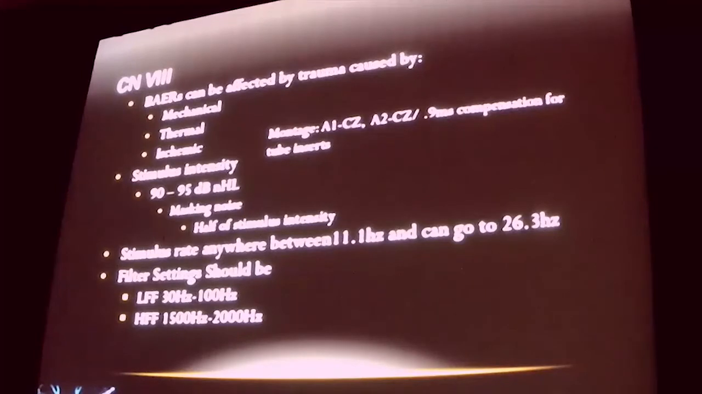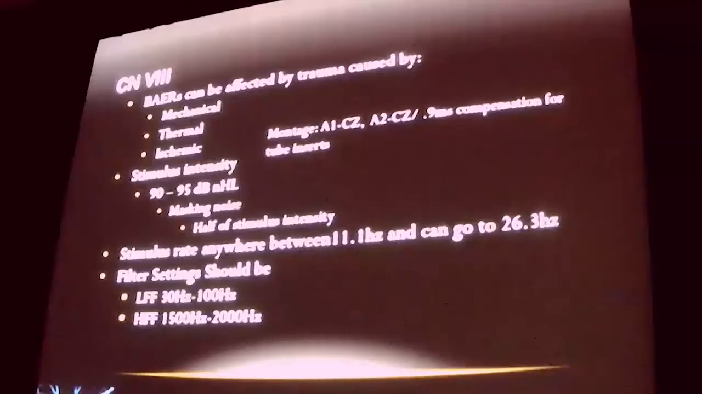Stimulus rate is anywhere between 11.1 hertz and 26.3 hertz. You have to manipulate your settings accordingly to get the best BAER waveform. Here are the filters: low frequency filter 30 to 100, and high frequency filter 1500 to 2000. Guys, why do we use a masking noise?